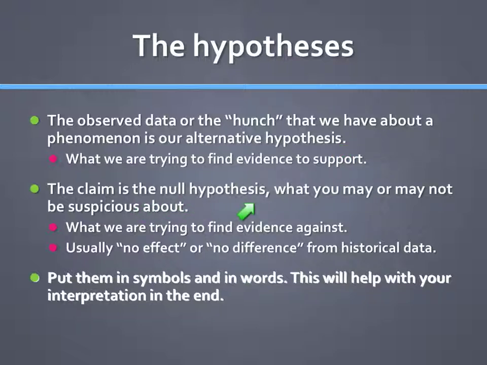The null hypothesis is what we're suspicious about. We're going to try to find evidence against it. As it says here, this is usually no effect or no difference from the historical data or from the claim that maybe a company is trying to make. So the null hypothesis would be that the mean fluid ounces in the cans of soda is 12 ounces, and our alternative is that it's going to be less than that.